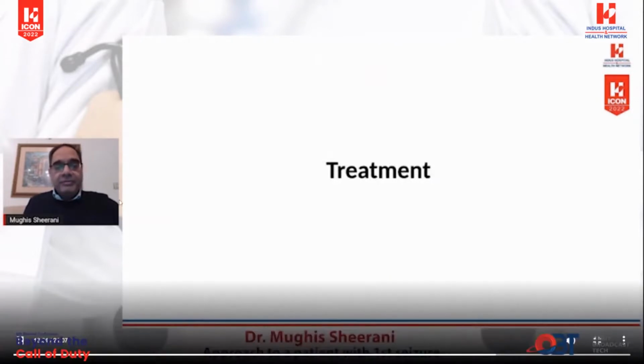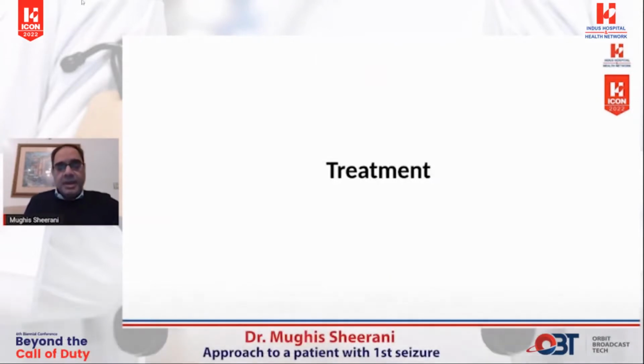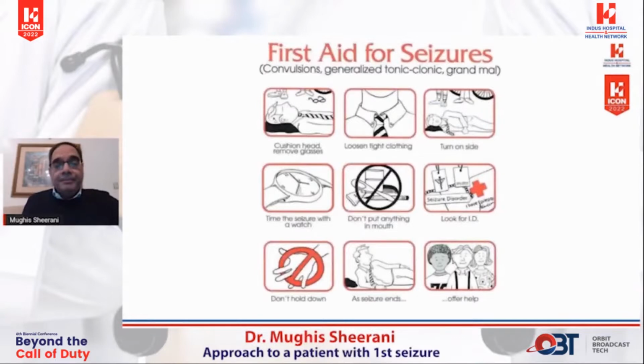Once you have defined a seizure and it's an isolated seizure, treatment needs to be decided depending on what we think the course of this isolated seizure would be. If it is a first seizure and we have already decided that this patient has higher chances of getting recurrent seizures, you can start the treatment.